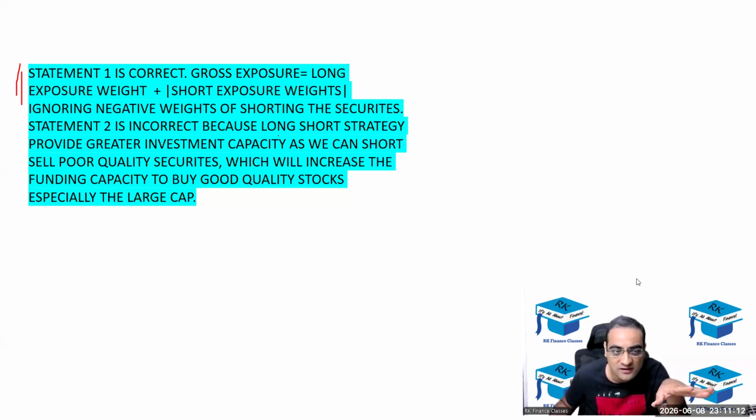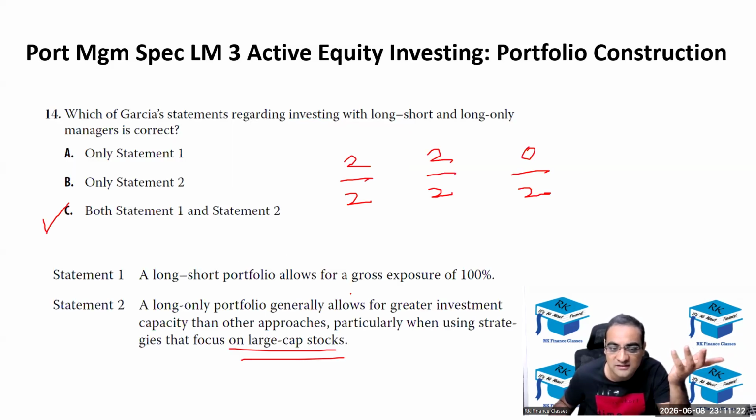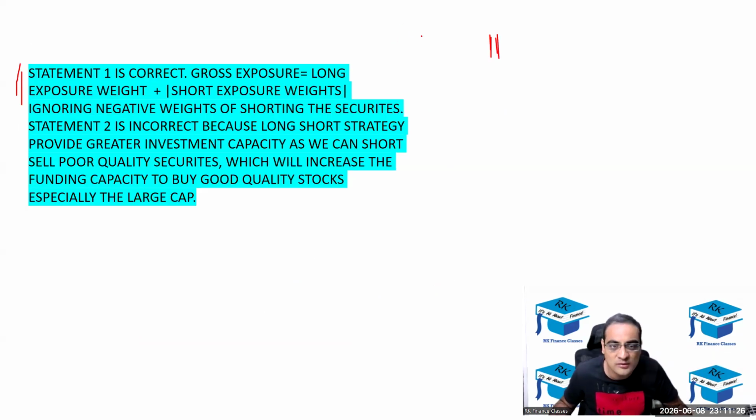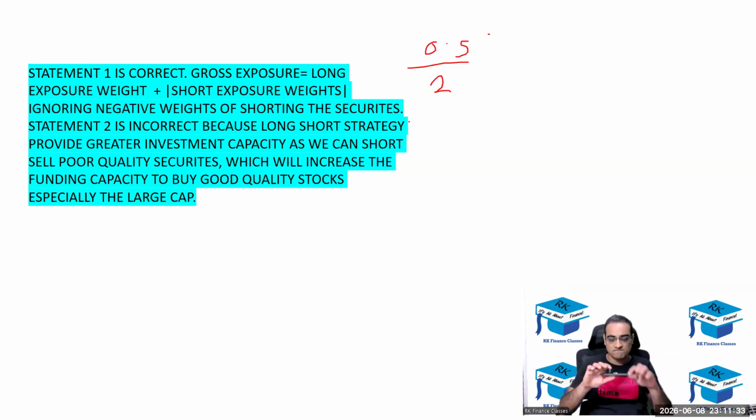Are you getting my point? This is just a formula for gross exposure: long exposure weight plus the absolute value of short exposure, ignoring the negative weight of short. But how is it 100? You have to explain how it gets to 100, and that is not mentioned. So actually not even 1 out of 2. You have to give that example which was there in the previous answer: 70-30, 50-50, 60-40.